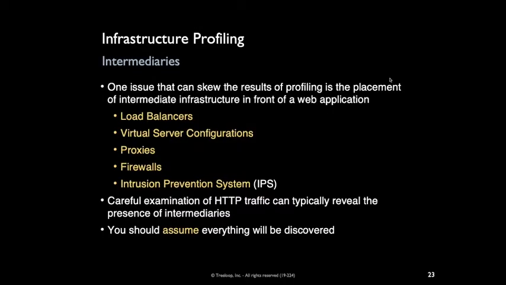Something that can affect the results if I'm doing this type of profiling is intermediaries. It's possible that you've got load balancers or proxies, firewalls, IPSs, things like that. Like I mentioned earlier, this does get a little more involved, but typically just by looking at the traffic, looking at the responses that come back, and being smart about how we send the requests, we can usually discover all these things and figure out what's there, and versions and everything else. So again, bottom line, just assume everything will be discovered.